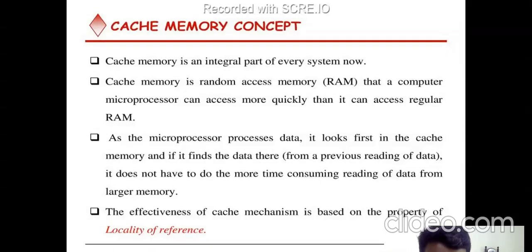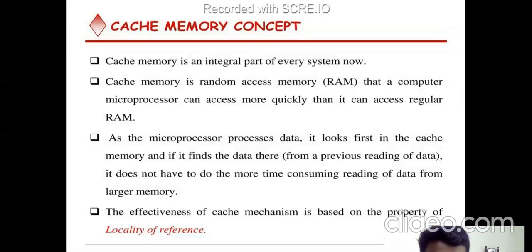Today I am going to discuss the topic of cache memory. As we know, cache memory is a very important part of any computer system. Cache memory helps the computer access data in a very quick manner. There are two types of memory in the computer: one is cache memory and the other is main memory.